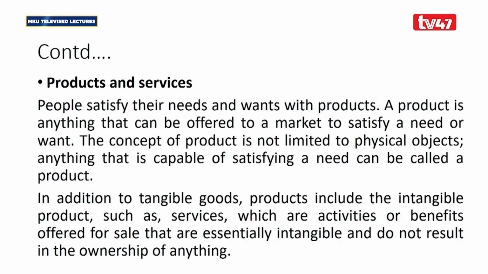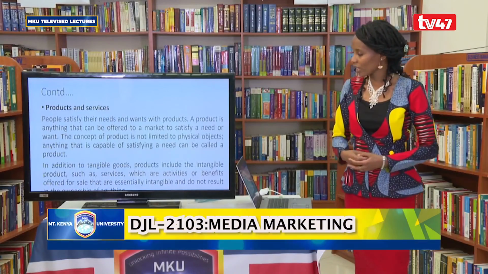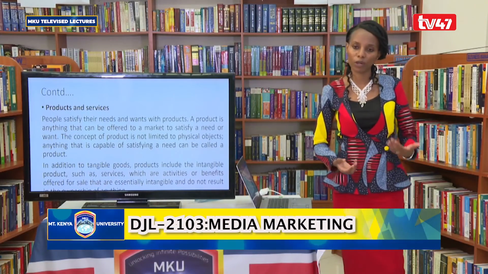There is also another component of marketing, and that is products and services. People satisfy their needs with different products and services. Products can be tangible, and services are the intangible products, or even goods. A product is anything that can be offered to satisfy the needs of a customer. They can be tangible goods, like soaps, toothbrushes and toothpaste, and services are intangible activities or benefits that are offered to different customers.